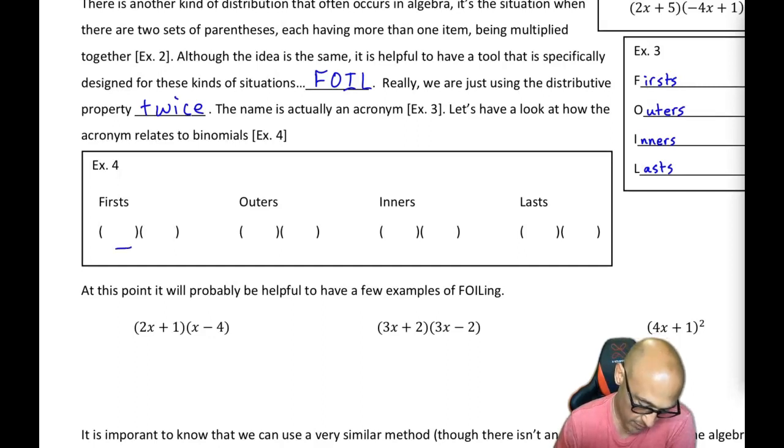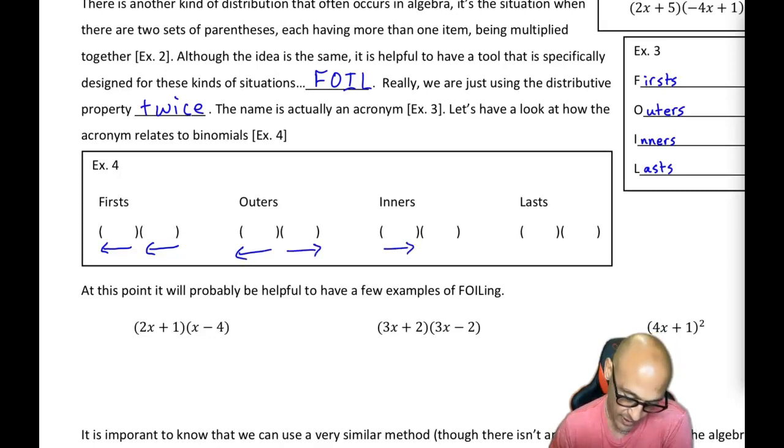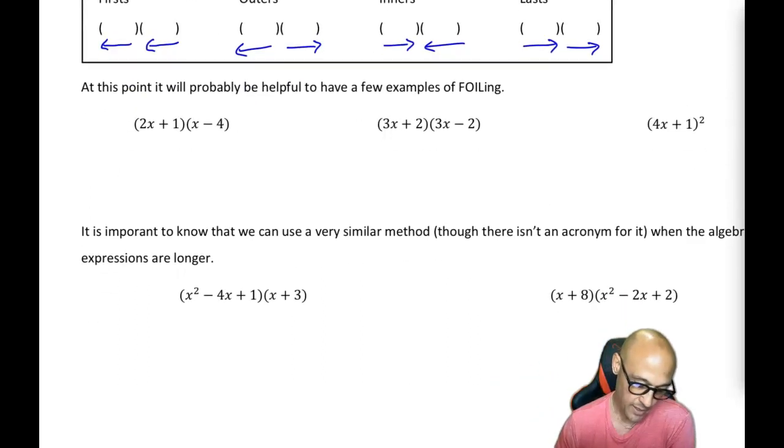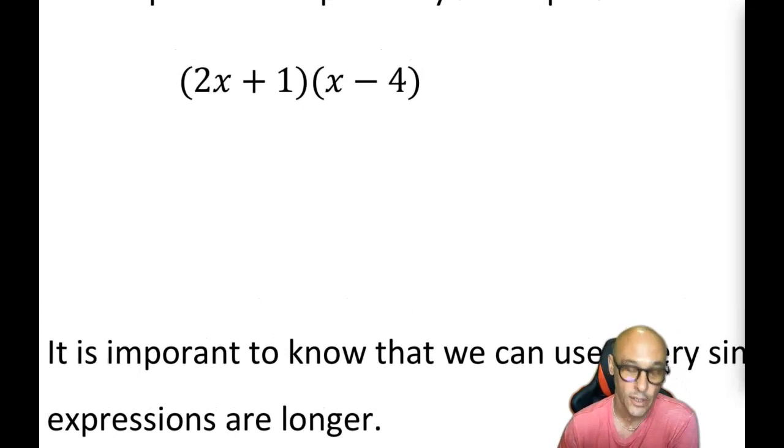So we're talking about the first term in each binomial, the outer term in each binomial, the inner terms in each binomial, and the last term in each binomial. So that's why we use firsts, outers, inners, lasts, or FOIL. At this point, it's going to be helpful to have a few examples of foiling. So let's look at each one of these individually.